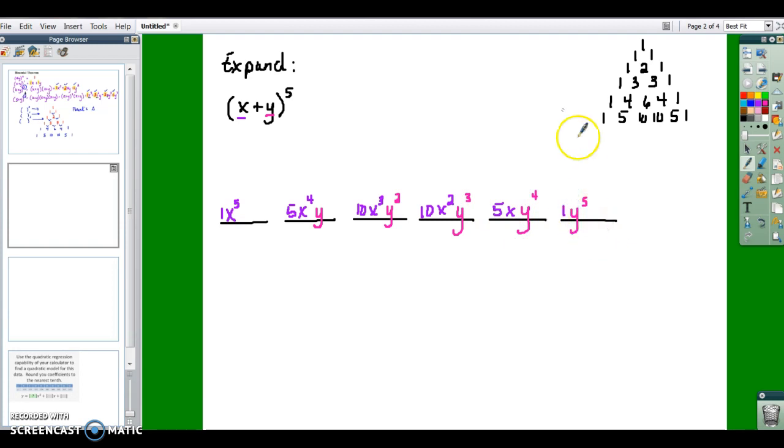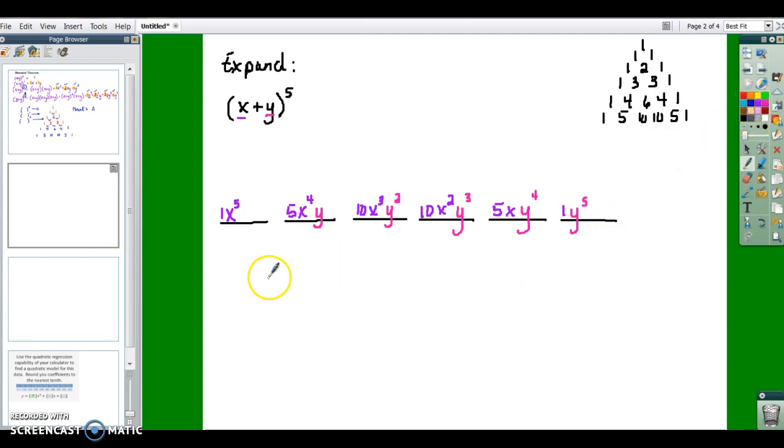So notice that my exponents within each term always add up to 5. So I have 5 here, that's just 5. 4 and 1 adds to 5. 3 and 2 adds to 5. 2 and 3 adds to 5. 4 and 1 adds to 5, and then I just have 5. That's always going to be the case. Those are the terms of my binomial expansion.